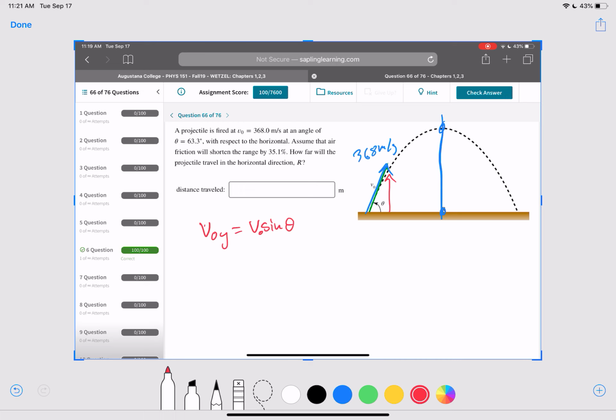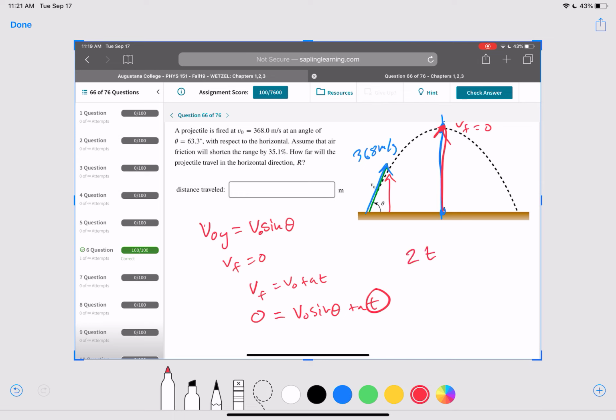Then you say, okay, how long is that going to take to get to the top? Well, v final equals 0, because at the top, v final equals 0. We want the time, so we're going to say v final equals v0 plus at. Our final velocity is 0, and our initial velocity is v0 sine theta, plus at. Solve for t. t will be the time it takes to go up.